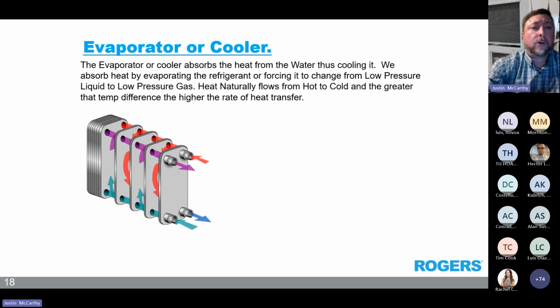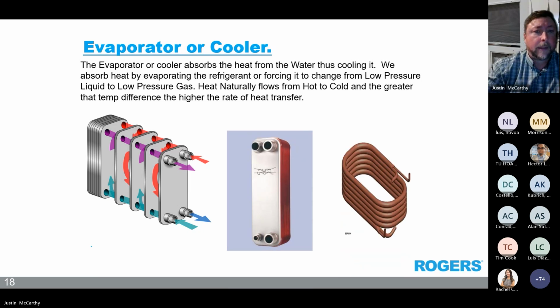The evaporator or cooler absorbs the heat from the water, thus cooling it. We absorb heat by evaporating the refrigerant, or forcing it to change from low pressure liquid to low pressure gas. Heat naturally flows from hot to cold, and the greater that temperature difference, the higher the rate of heat transfer. There are different types of evaporators depending on the type of chiller you see, but they all accomplish the same thing, which is to absorb heat and change the phase of the refrigerant.